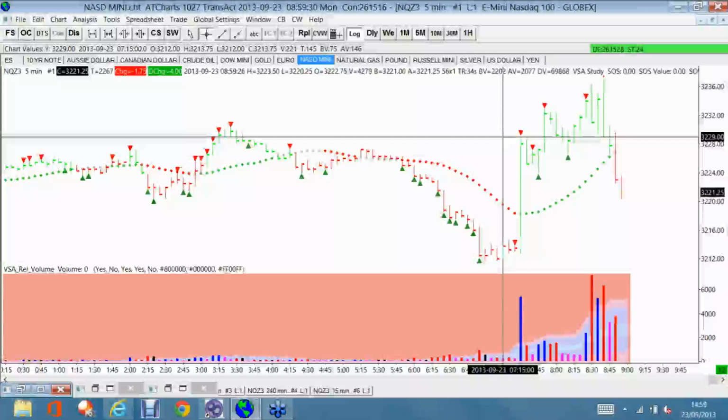Now, I think we will get a no demand bar. That's what I would then look for confirmation to go short. So there's no strength in this market at the moment. It's being sold off, as we can see.